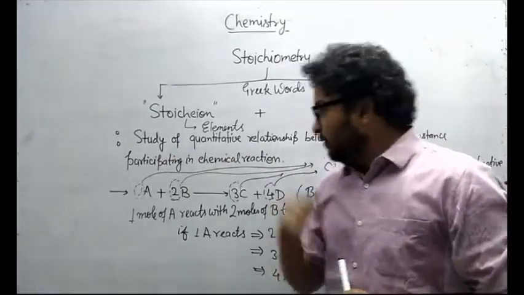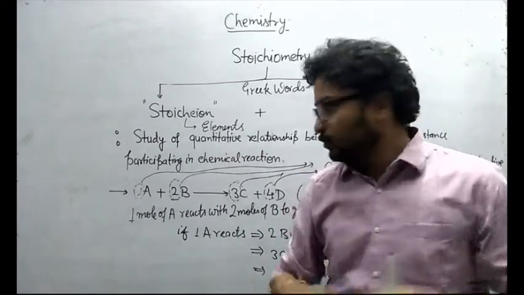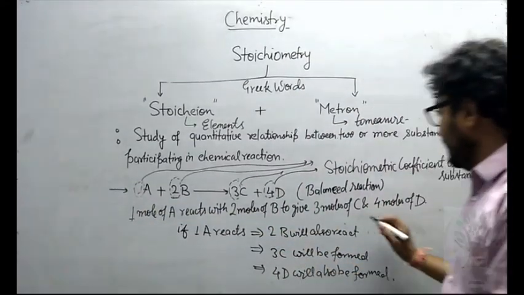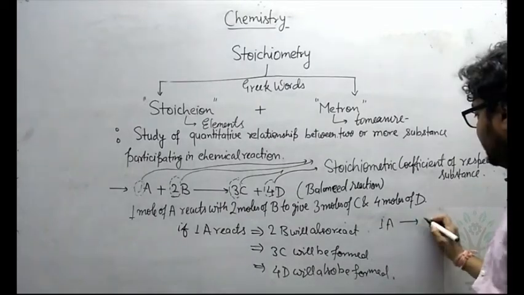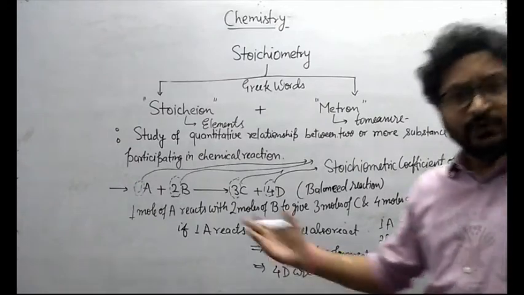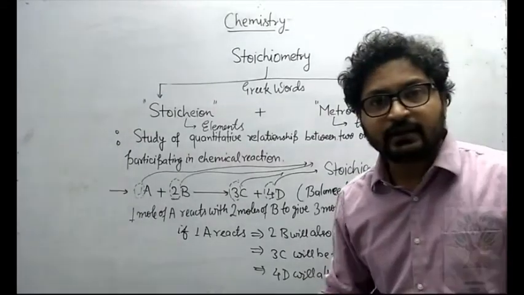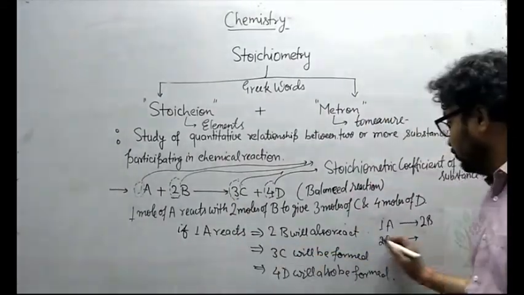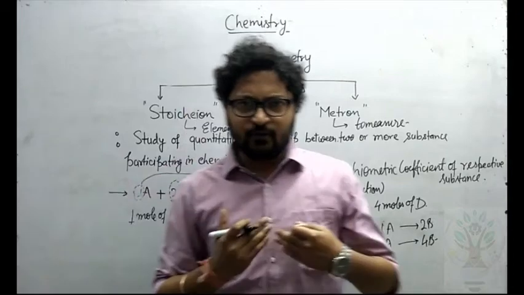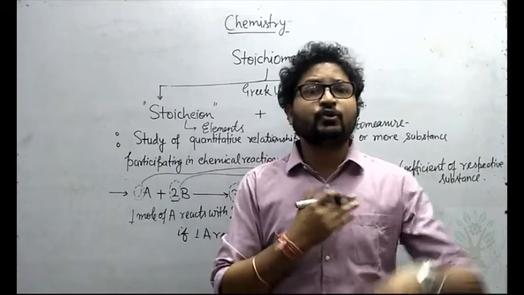Okay, now suppose I don't have 1A. I have 2A. If 1A reacts, how many B react? 2B reacts. But let's say I have 2A. I am rich. I am not poor. So if I have 2A, can you tell me how many B will react? If 1A reacts with 2B, then 2A will react with 4B. So it's just a relation, isn't it? If I have 100 rupees and you have 200 rupees, we always maintain our ratio. So if I have 200, you will have 400.